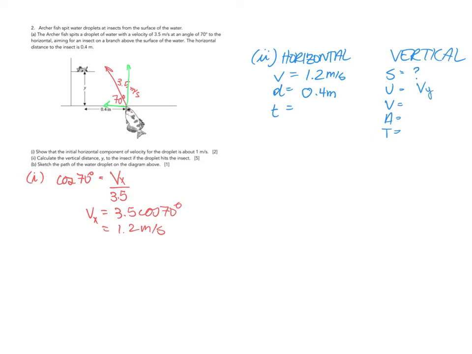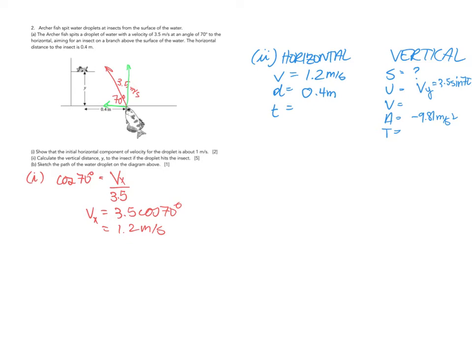I don't know it, but remember, if the x component over here was 3.5 cos 70, that means my y component is going to be 3.5 sine 70. And I'll put that in my calculator later. And I know the acceleration due to gravity is going to be negative 9.81 meters per second squared. And so you see, I've got two pieces of information, and I don't know the height, so I need one more piece.